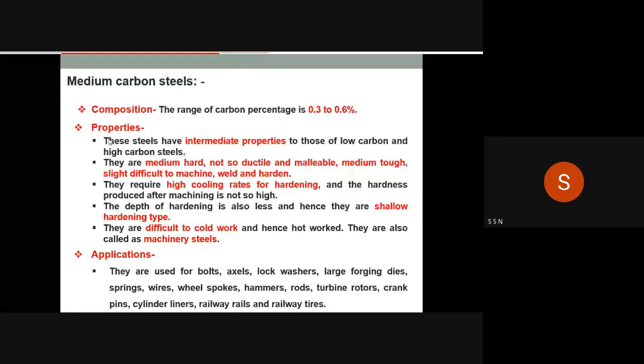So they are medium hard, not so ductile and malleable. They are medium tough, slightly difficult to machine, weld, and harden. Again, they require high cooling rates for hardening. Hardening is a heat treatment process that we will see in detail in heat treatment. But for this hardening, they require high cooling rates.